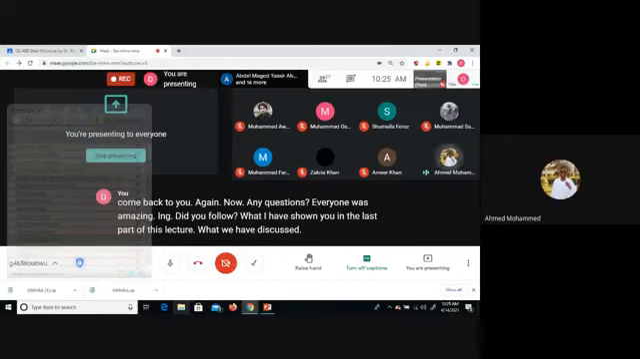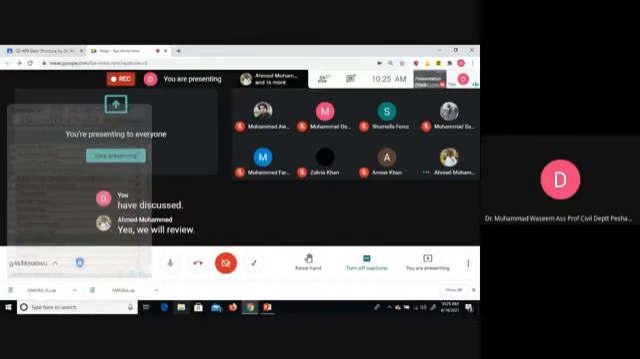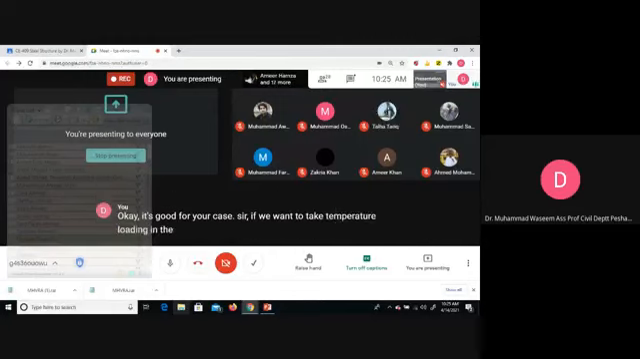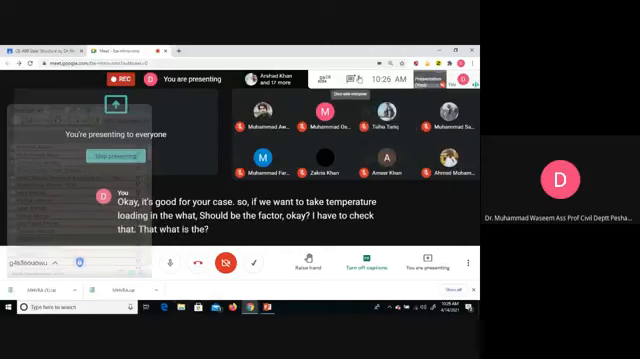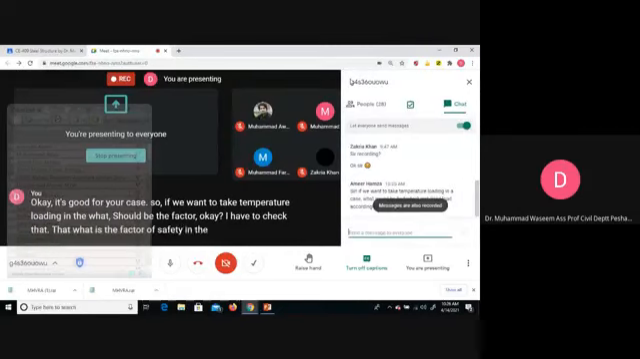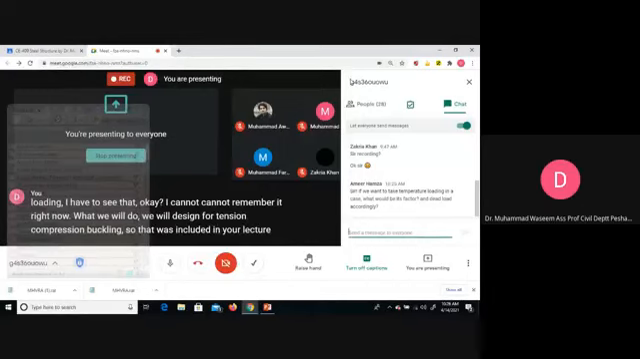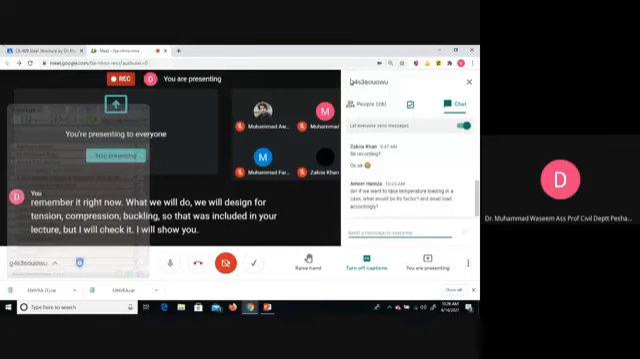Yes, so far so good, sir. Okay, it's good in your case. Sir, if we want to take temperature loading, what should be the factor? Okay, I have to check what is the factor of safety in the case of ASD for temperature loading. I cannot remember it right now. What we will do is design for tension, compression, buckling. That was included in your lecture, but I will surely check it. Okay, what is the factor of safety in LRFD for temperature loading?